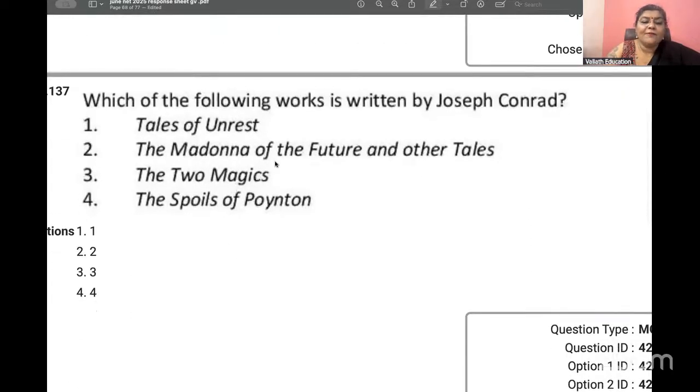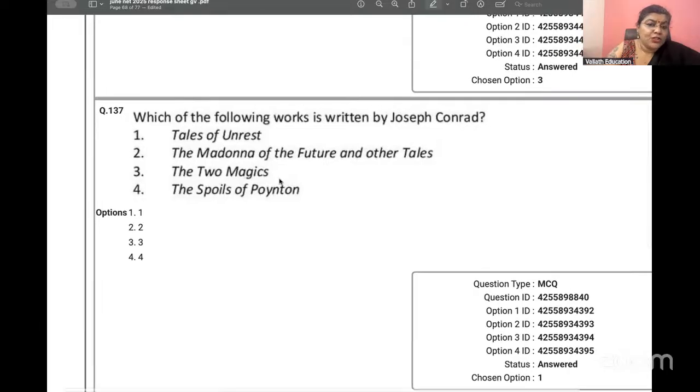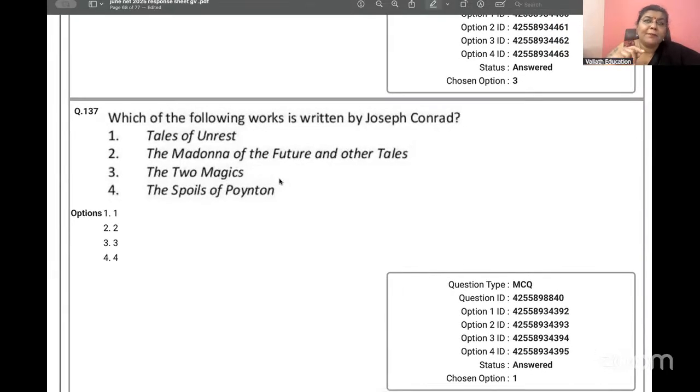This one, only if you study, you know. In the Joseph Conrad Bibliography in Wikipedia, under short stories, this is the first one, Tales of Unrest. So, sure shot authors, please read in detail. From Wikipedia, from the bibliography, just look at in detail, sure shot authors.